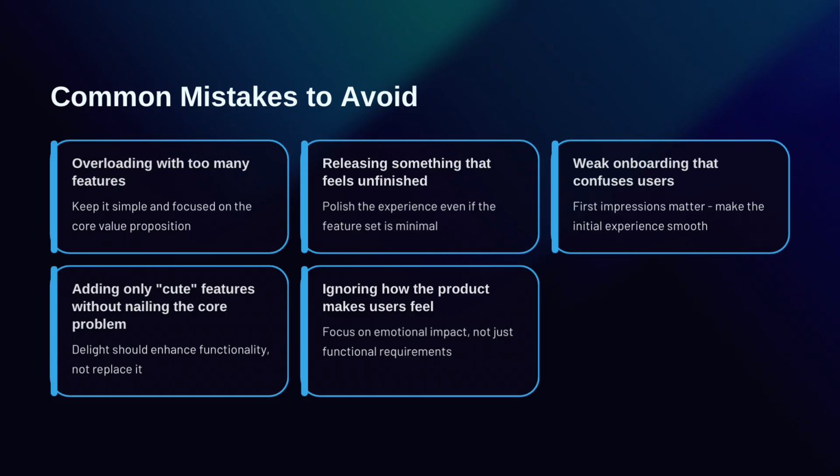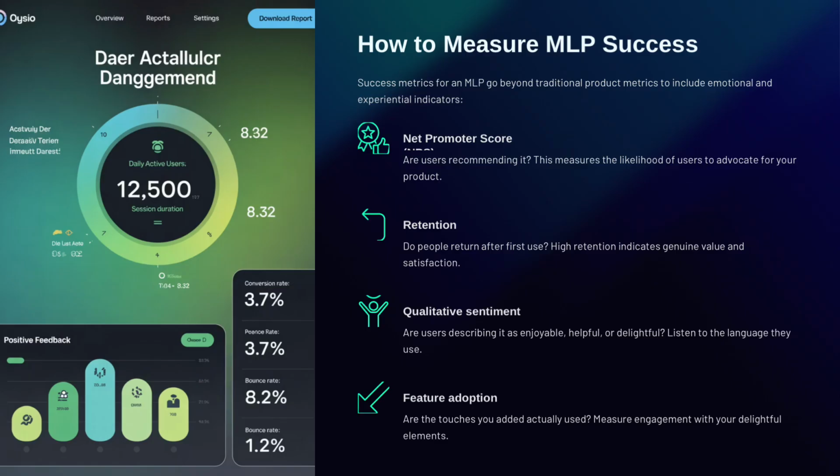fast. Solve the problem first. Substance first, then style. Precisely. And finally, ignoring how the product makes users feel. Just looking at clicks or task completion rates. If you don't ask about or measure the feeling, you're missing the entire point of Lovable. So it's a real balancing act. Simplicity, function, and that touch of, well, magic.